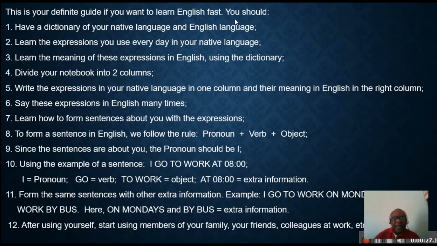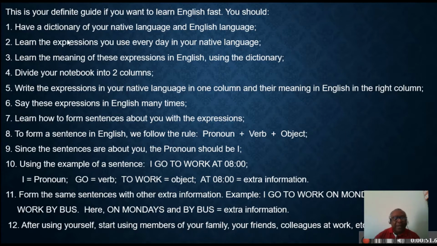In this definitive guide, you should, one, have a dictionary of your native language and English language. So the dictionary you have must have your native language and the English language. This is a must-have for someone who is just a beginner. Two, learn the expressions you use every day in your native language.